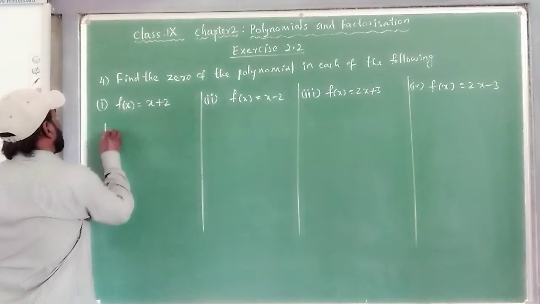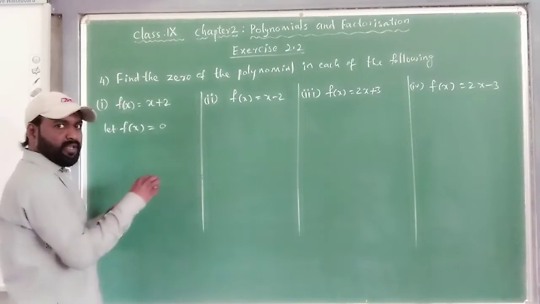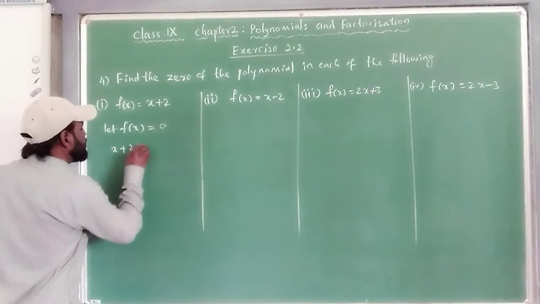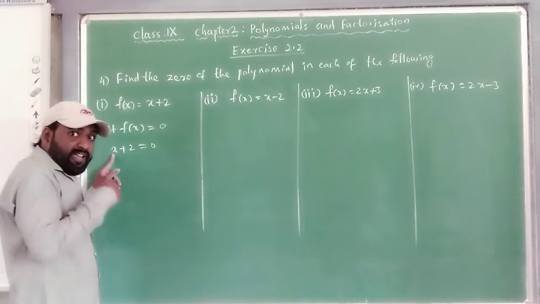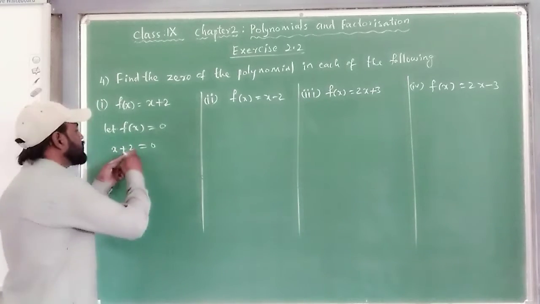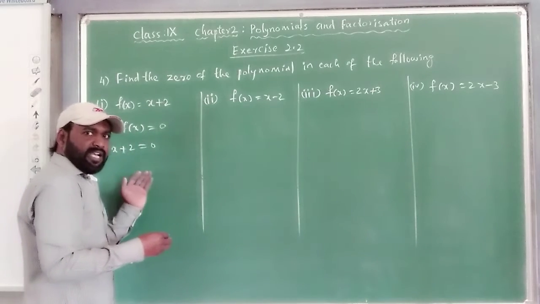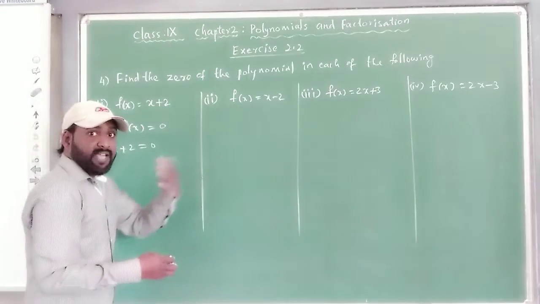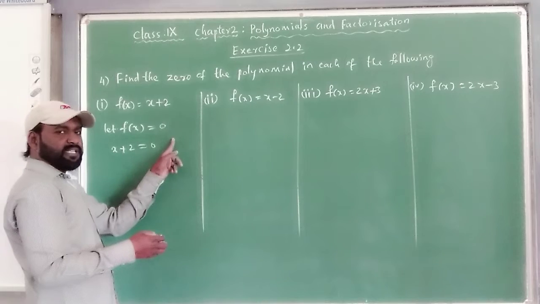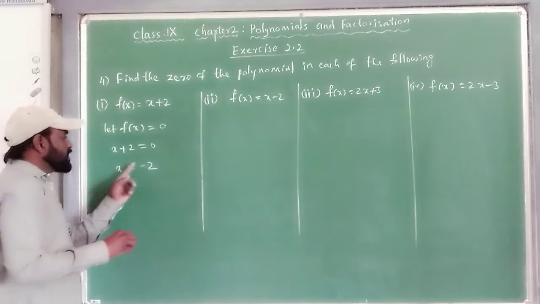So let us take first f of x, the polynomial itself, is equal to 0. Then f of x is what is given, x plus 2. So x plus 2 is equal to 0. We have to find the variable value actually. So the remaining constant term, whatever is there, you just transpose it from the left hand side to the right hand side. If anything is transposed from one side to another side, its sign changes. Here what is the sign in front of the constant term? Plus is there. When it goes that side, it will become negative. So x is equal to, the plus 2 becomes minus 2.